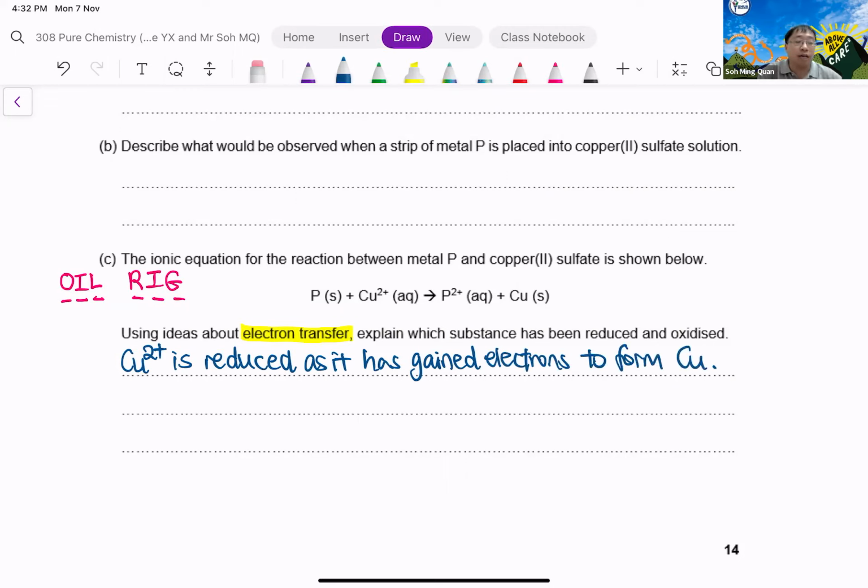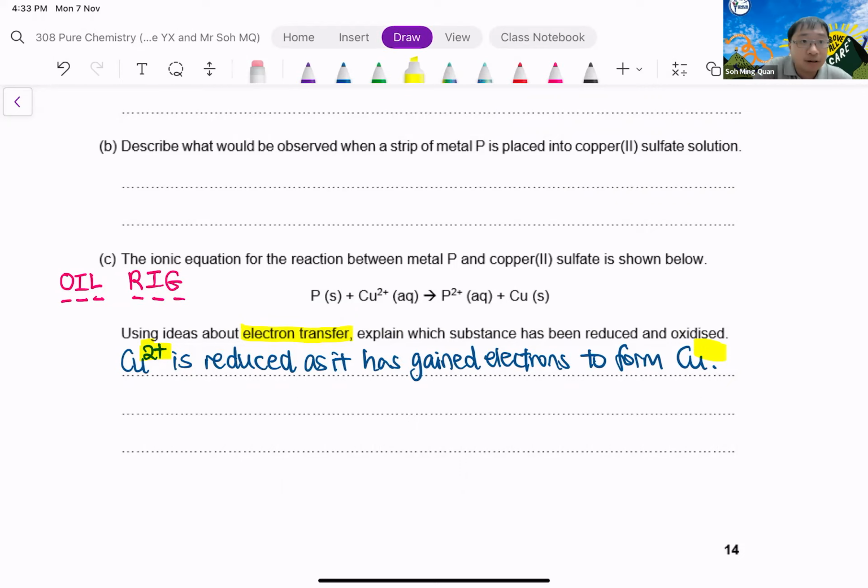Now, how do I know that this is a gain of electrons? So you have to learn that when you gain electrons, you become less positive. So it went from 2+ to no charge. It became less positive. So because the charge became less positive, I can conclude that it has gained electrons.